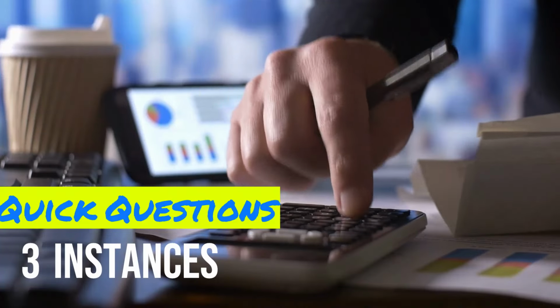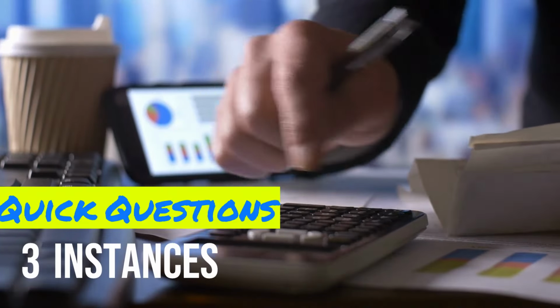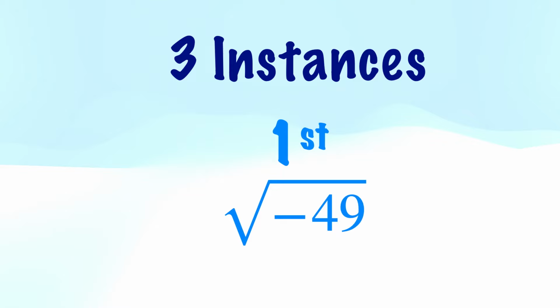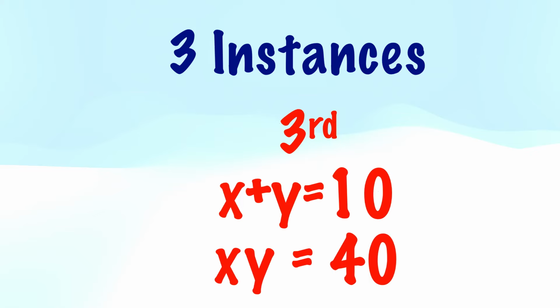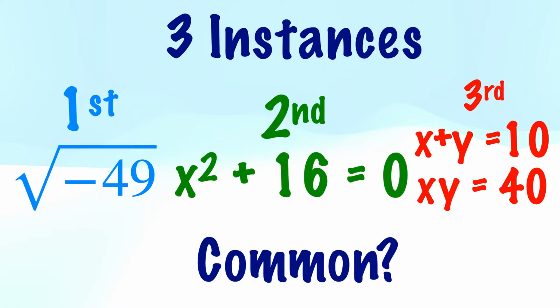I am giving you 3 instances. 1. What is the square root of minus 49? 2. What is the solution to the quadratic equation x squared plus 16 equals 0? 3. If someone says to you, divide 10 into 2 parts, one of which multiplied into the other shall produce 40. In all these 3 cases, what is the common aspect that you can think of?